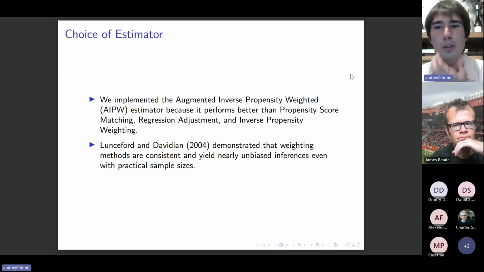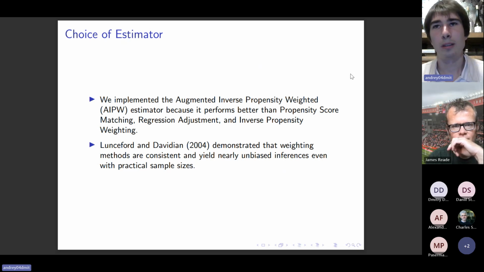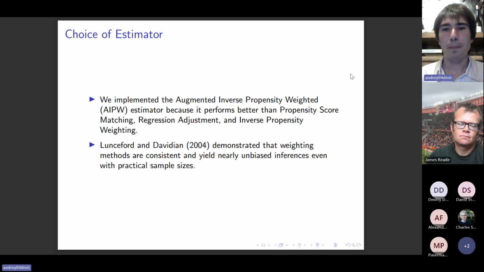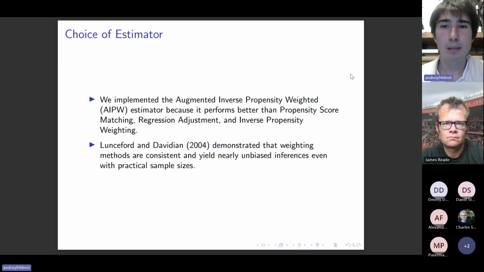So it performs better than propensity score matching, regression adjustment, and inverse propensity weighting. Nearest neighbor matching, for example, in our case can't be applicable because there are so many covariates, so it just can't perform well, the matching won't be good. Many researchers use regression adjustment, but its estimations may be biased in several cases. That's why augmented inverse propensity weighting is well known for its unbiased properties. Yeah, and it is even unbiased with practical sample sizes as shown by Lunceford and Davidian.